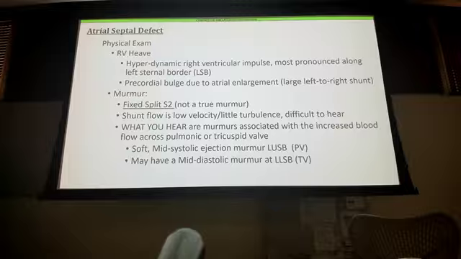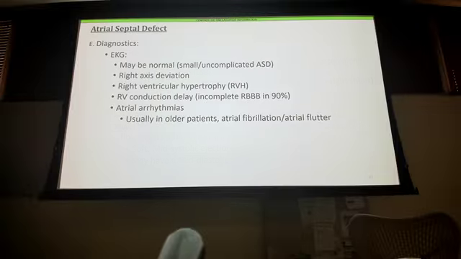Now you may see, because of all this extra volume flowing across the pulmonic valve or the tricuspid valve, you may hear some flow murmurs associated with that. So you'd be looking at either a mid-systolic ejection murmur if you're listening at the pulmonic auscultation site, or you may hear a mid-diastolic murmur if you're listening over the tricuspid auscultation site. Okay? But those are not true murmurs. There's not a true valvular disease. It's just that you have all this extra volume flowing across those valves.